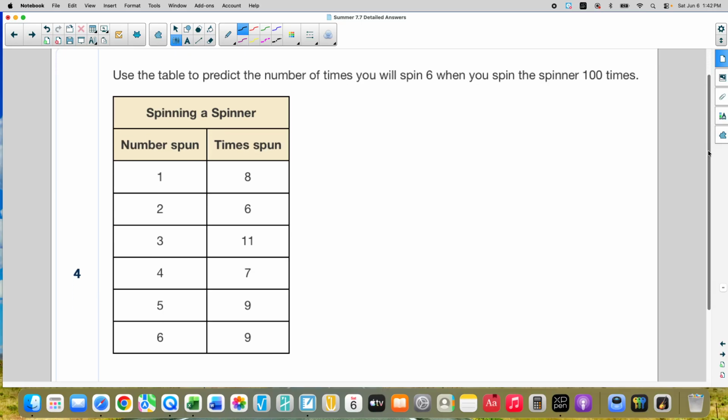Use the table to predict the number of times you will spin 6 when you spin the spinner 100 times. So 6 was spun 9 times out of, what's that going to be? That's 14, 25, that is 32, that is 41, that's 50. So 9 out of 50, which equates to, out of 100 times, 18 out of 100. So how many times would we predict a 6 would come up? It would come up 18 times.